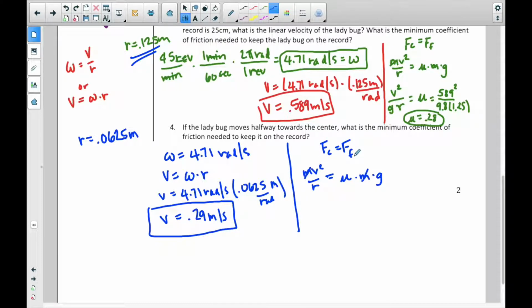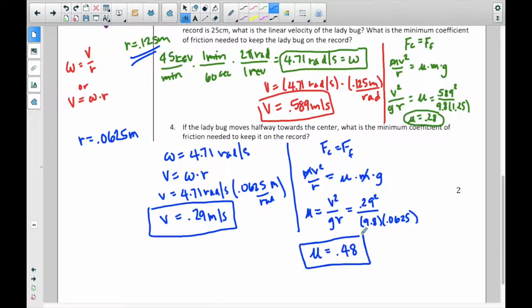Centripetal force is equal to the frictional force. My masses cancel on each side. I can divide by g, and so mu should be equal to v squared over g times r. Let's plug in here. Our v is 0.29. We need to square that. Our acceleration of gravity is still 9.8, and our radius is now cut in half, so it is 0.0625, and this will give us our new mu. I'm going to plug this into my calculator and work it out. Your new answer is 0.48.